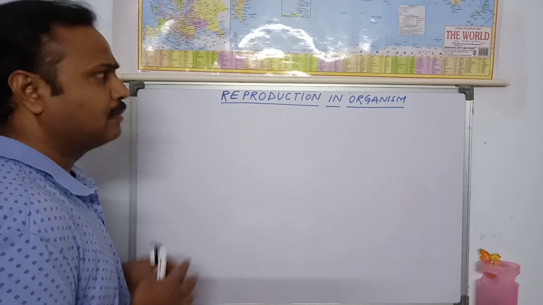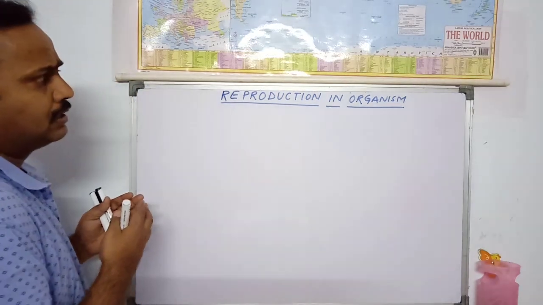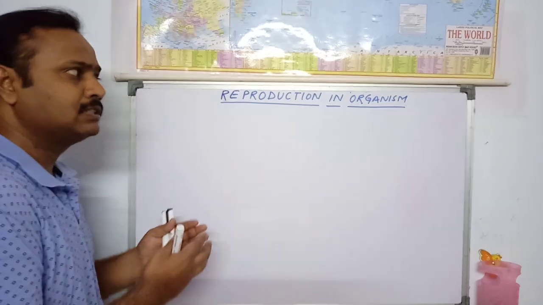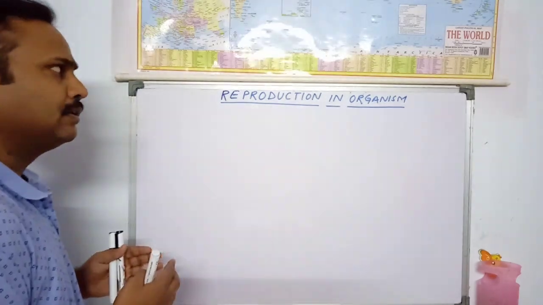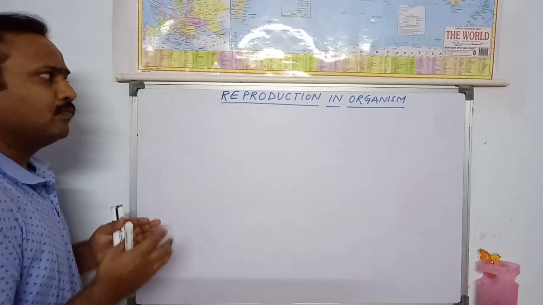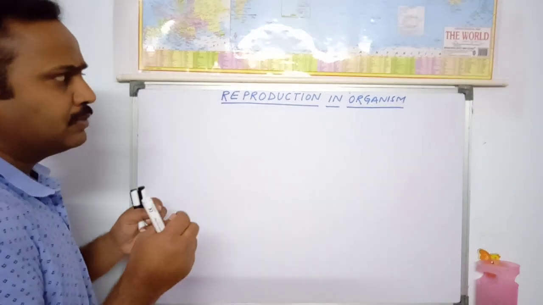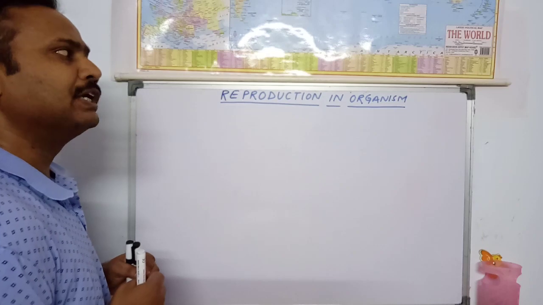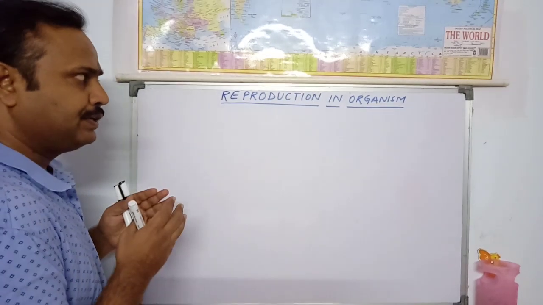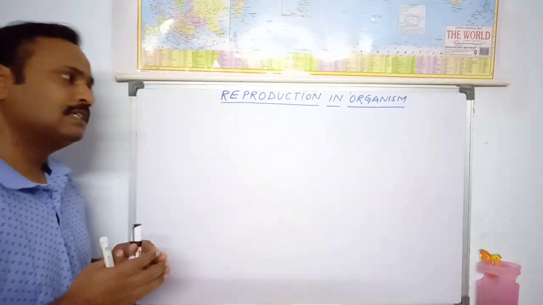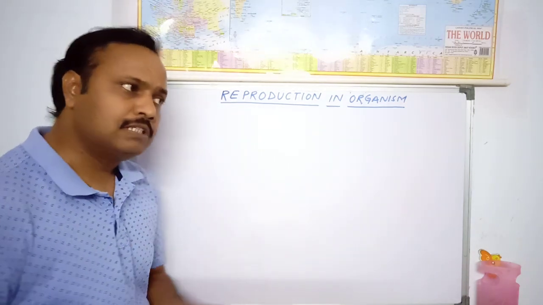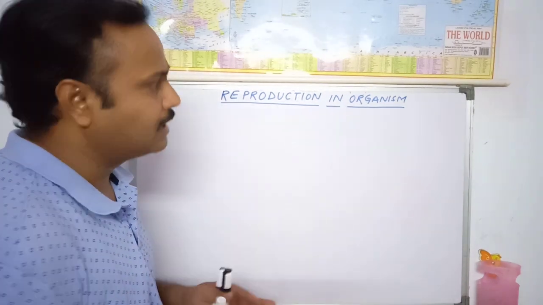Let us come to the topic of 12th, that is reproduction in organism. Here we just touch some introductory points of reproduction, and a comparative analysis, that is reproduction in animals and reproduction in plants.